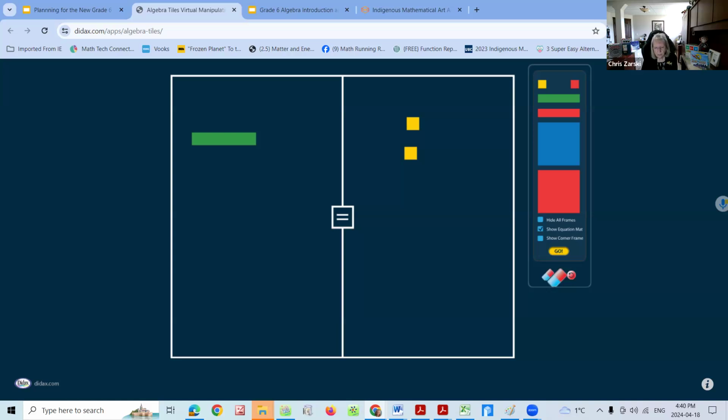So does 2 plus 4 equal 6? The answer is yes. Does 2 plus 2 equal 4? The answer is yes. And that's what we started with. X plus 2 is equal to 4. X equals 2. 2 plus 2 is 4.